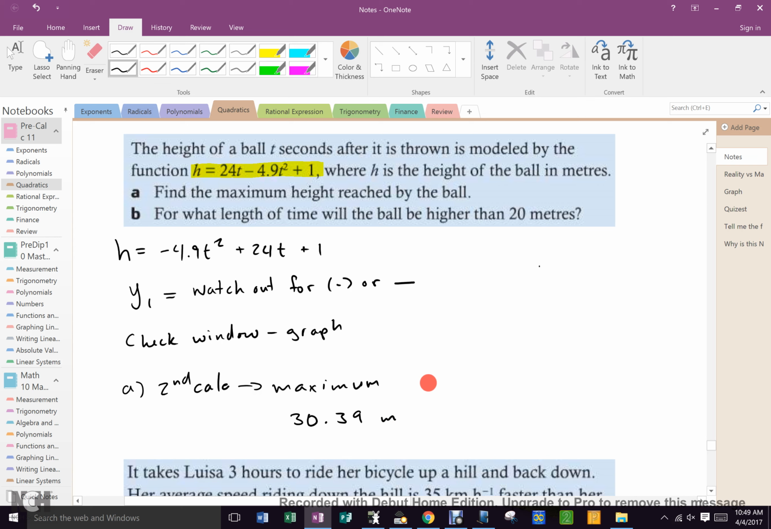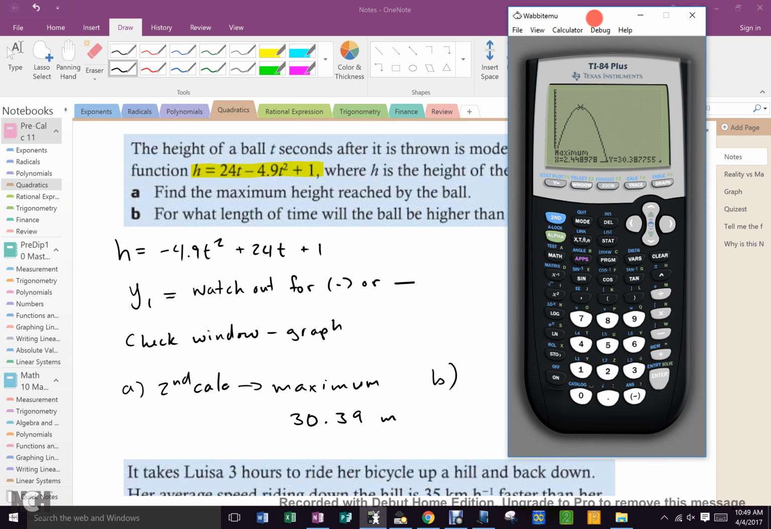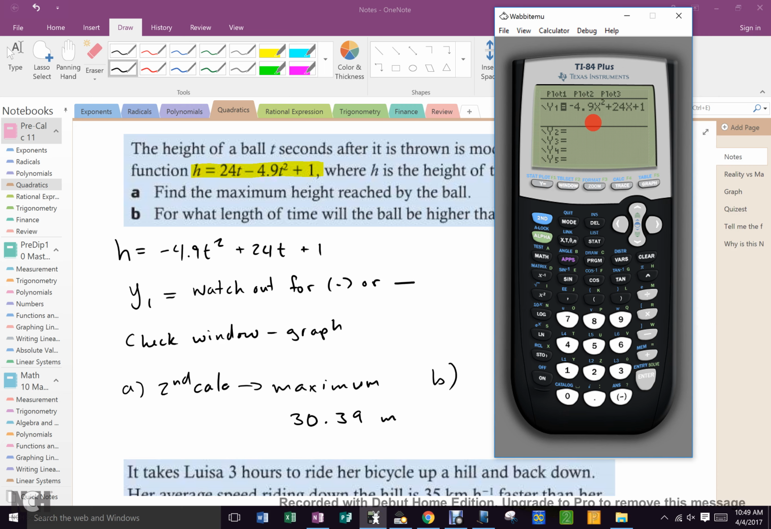Enter again. And then B, for what length of time will the ball be higher than 20 meters? Now that gets weird. It'd be easy if you had to calculate y. Time. Time is on the X, yes? Okay, so can I use the value button? No. I need to know when the height is over 20, yes? Where do we measure height, on the Y or the X? So go back into your graph here, go down to Y, and hit Y equals 20, and look what happens.